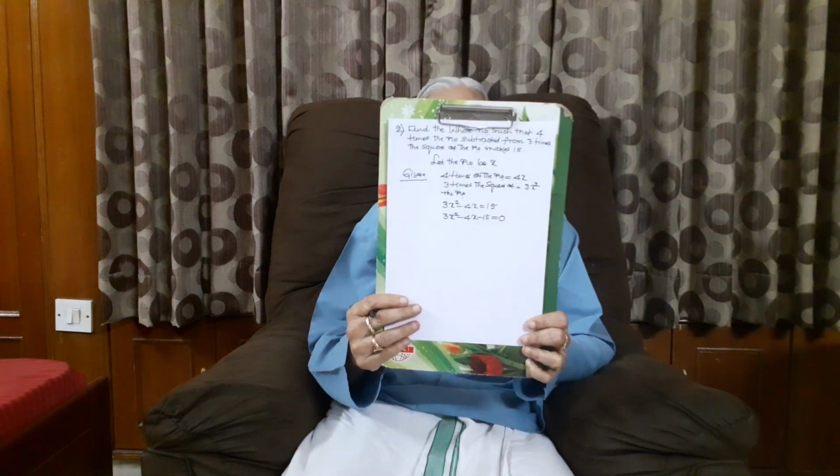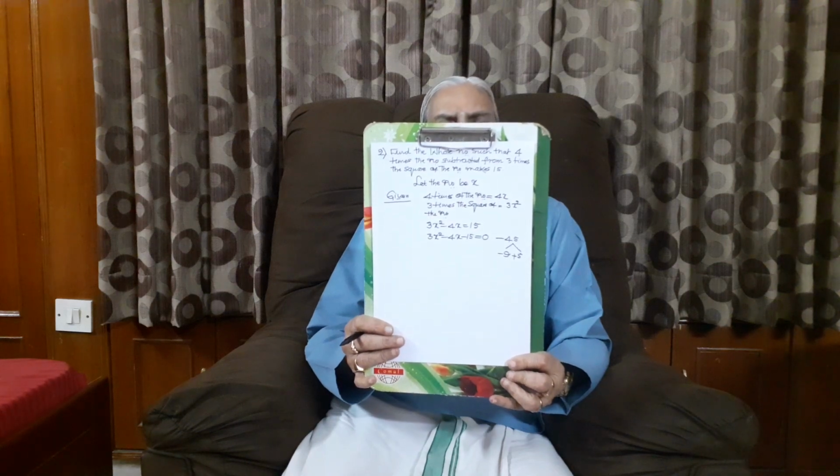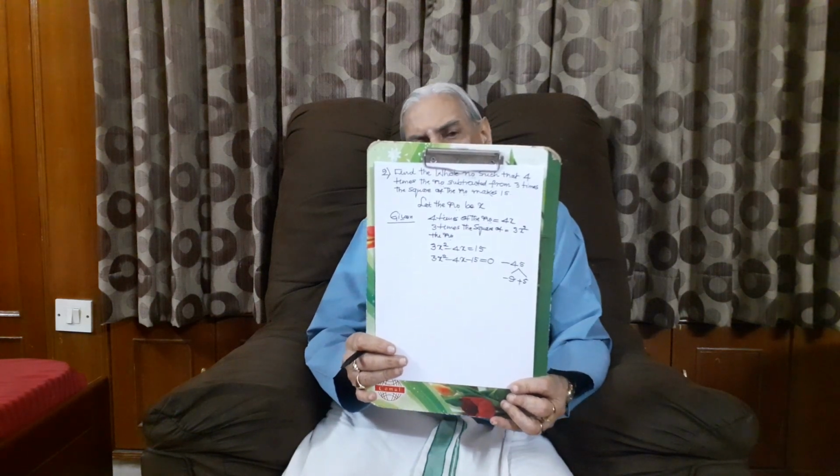3x squared is there. Now 3 into 15 must be multiplied. What is 3 into 15? Minus 15 is there, so minus 45. Split that minus 45 so that we get 4: 9 and 5. Using 9 and 5, you get 4. So minus 9 plus 5 is minus 4. So write this one.